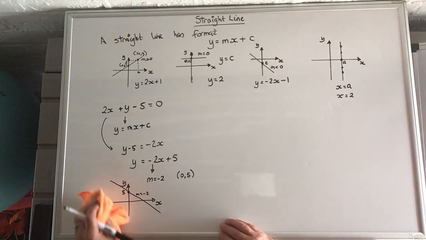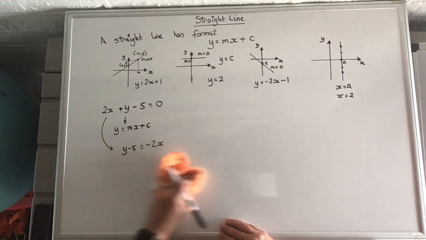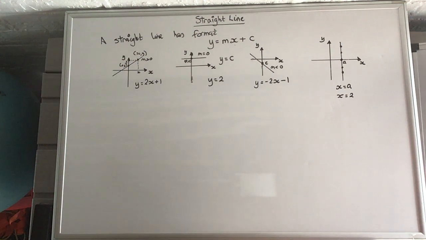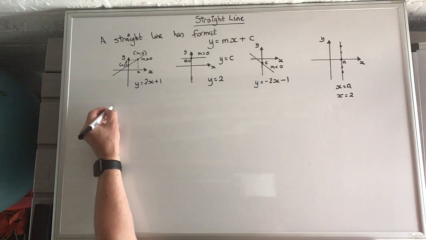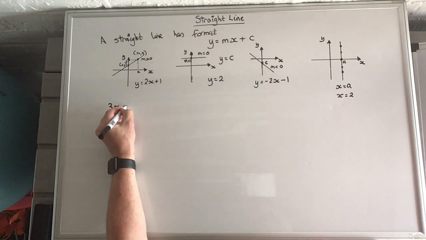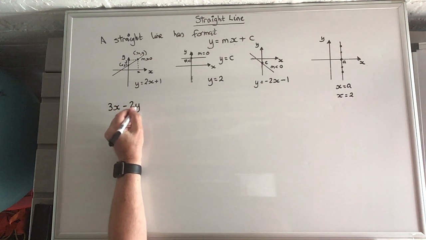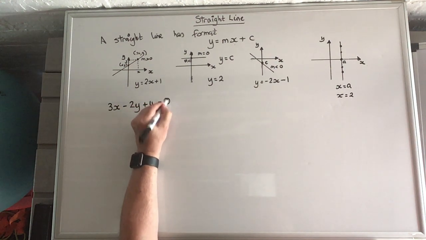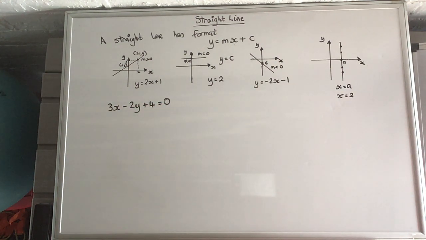I'll do another one, just so you can get a bit of practice at it. When I write this one down, you could maybe stop the video, have a wee go at it yourself before I show you the answer. Okay. So let's put minus 2y plus 4 equal to 0. So you can stop the video, rearrange that into y equals, then do a wee sketch of the line, what it would look like. Identify the gradient and the y-intercept.